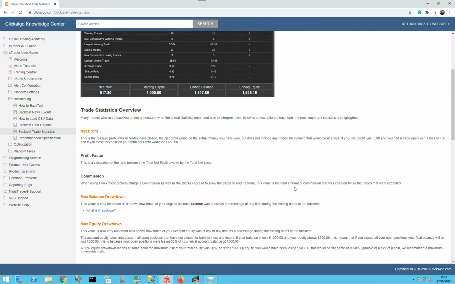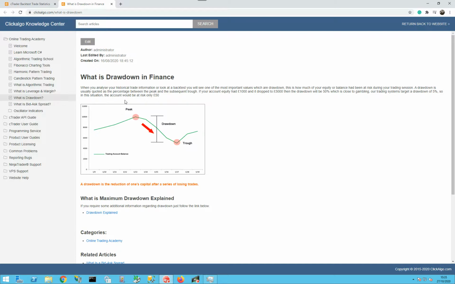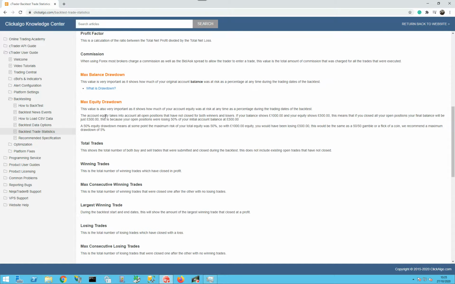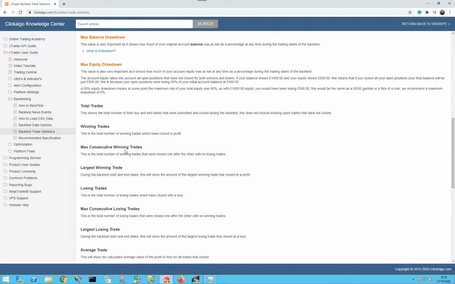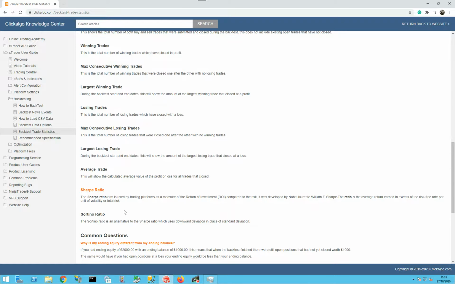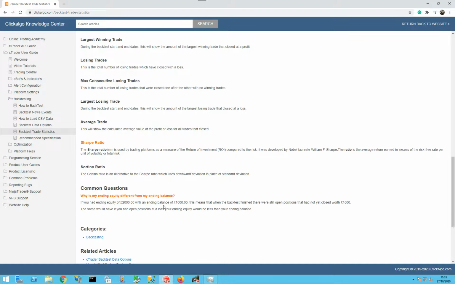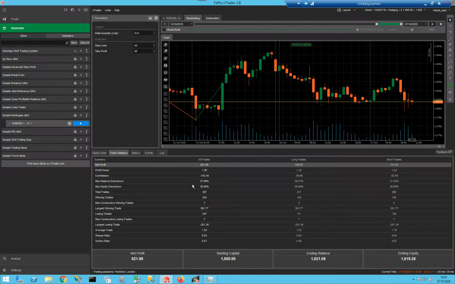Now you can also look at here, and we've gone into more detail explaining what net profit is, what max balance drawdown is. And you click on this link, it will take you to a page and explain exactly what drawdown is. And I think there's a video on that as well. And then if you scroll down further, it tells you all the other things about the equity drawdown, winning trades, max consecutive trades, Sharpe ratio, Sortino ratio, a bit more information to help you out. And also have a read of this. It also explains why my ending equity is different from my ending balance, and that'll explain exactly why it does that, okay? So I'm going to now quickly go through it and explain it to you here, but you can actually refer to this knowledge base afterwards for more information.